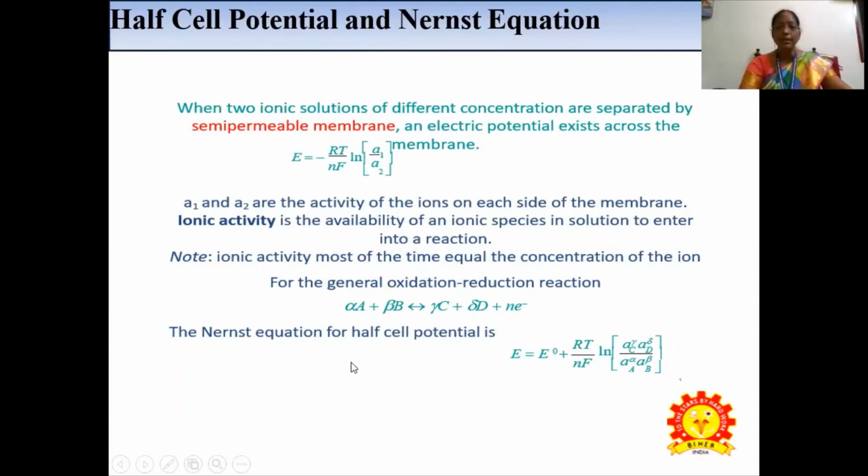For a general oxidation and reduction reaction, the Nernst equation of half cell potential is E equals E naught plus RT by nF ln of the ratio of activities, with coefficients for A, C and D. It is shown here how many layers or different types of ions are present, as coefficients of all the activities of the ions, taking the ln of the ionic activity coefficients.